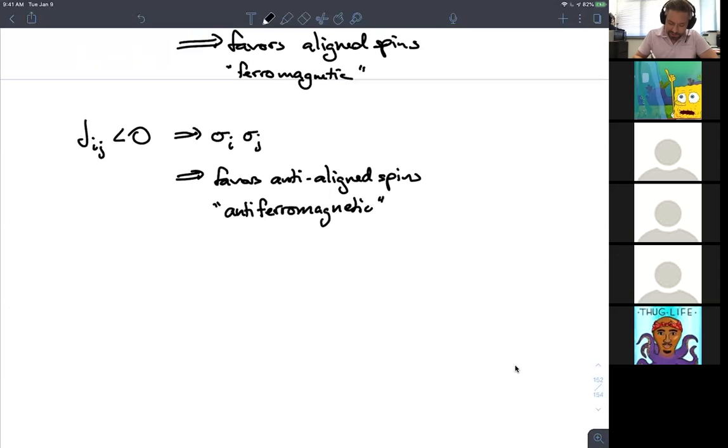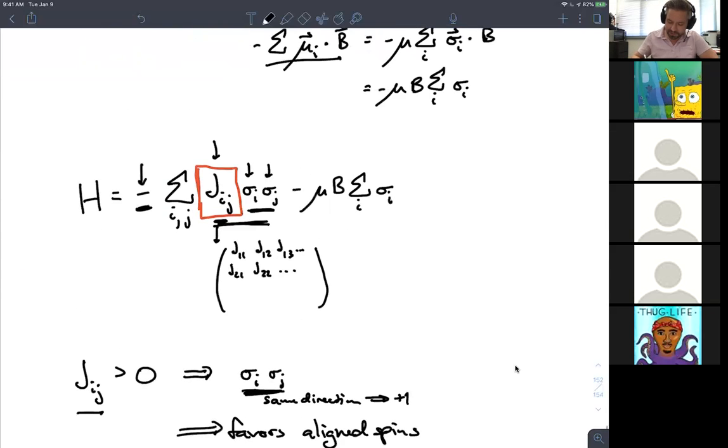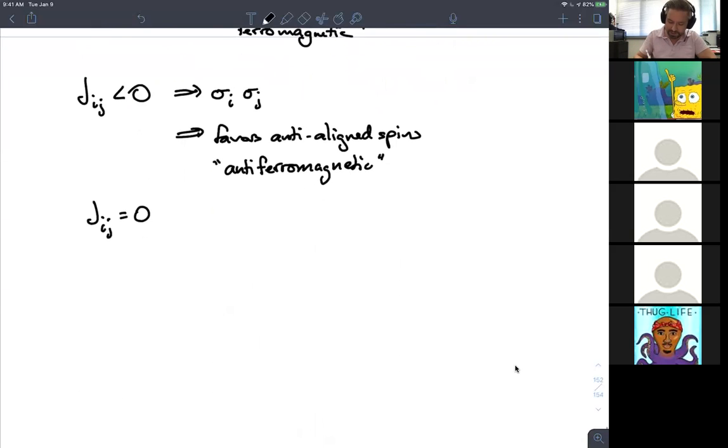The final possibility is that Jij is equal to 0. And that means, again, if Jij is equal to 0, that means this term goes to 0. That means the spins are not interacting, so the spins don't talk to each other at all, and this is what is referred to as a boring material, because it doesn't do anything, so who cares? It's boring. Okay, those are the 3 possibilities for Jij.